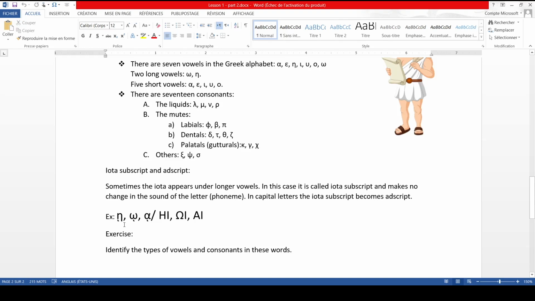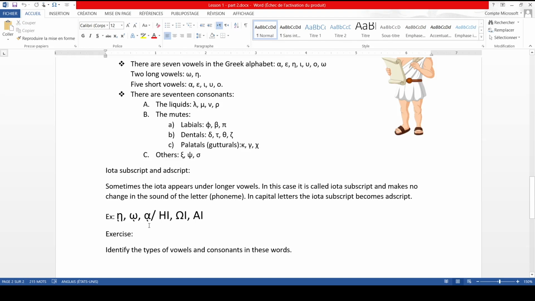When eta bears an iota subscript, this is how it appears: it appears under the first strand of the letter. When omega bears an iota subscript, it appears under the letter, but kind of in the middle position. So it is for the alpha with the iota subscript.